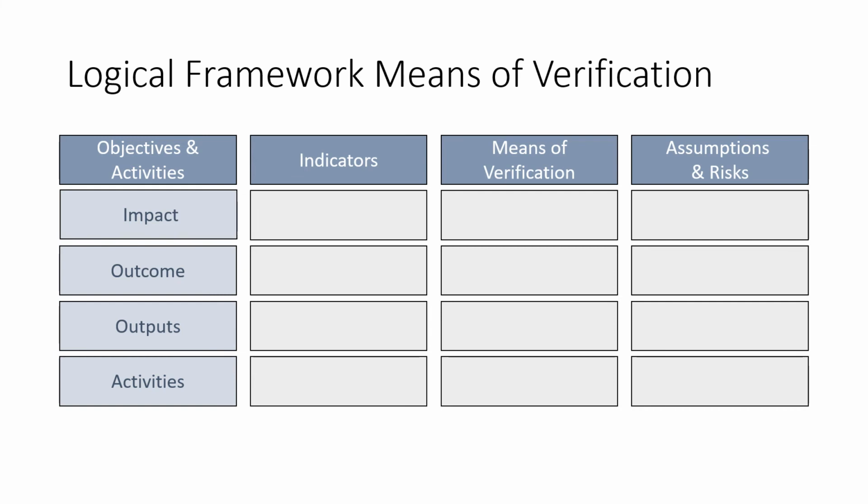And likewise, in the column where it says means of verification, that is where you document and write the data collection or the evidence you will be seeking for each indicator. And the last column is where you document your assumptions and risks.